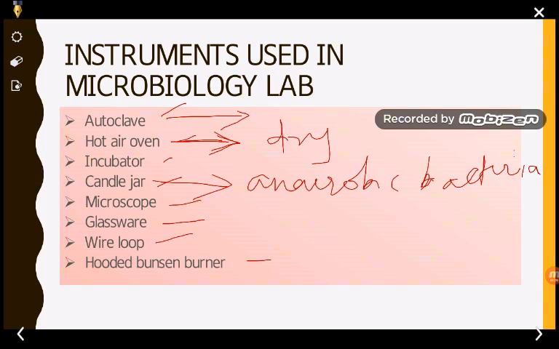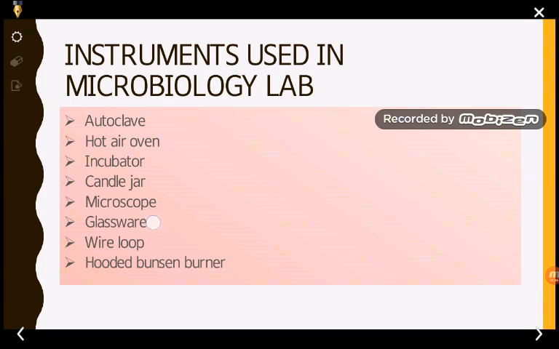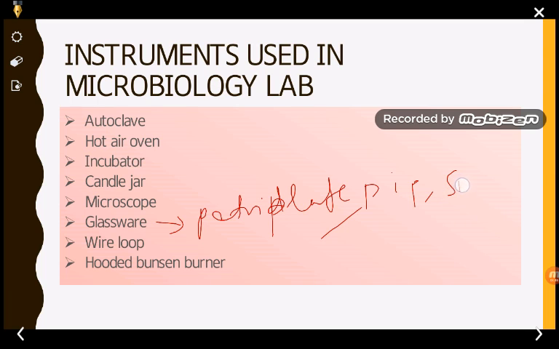Next, coming to the glassware. There are different types of glassware required. For example, we need Petri plates, we need pipettes, small test tubes or hard glass test tubes, etc. So these are the different types of glassware we require.